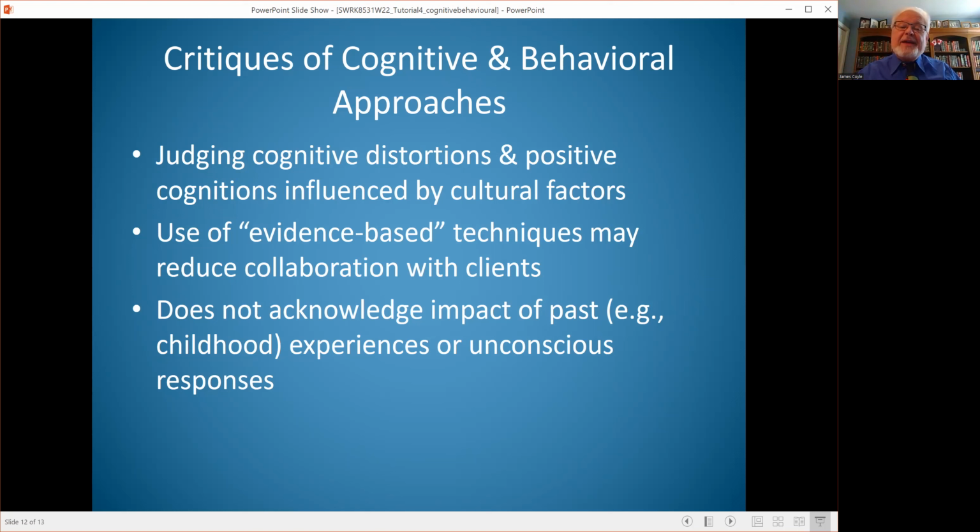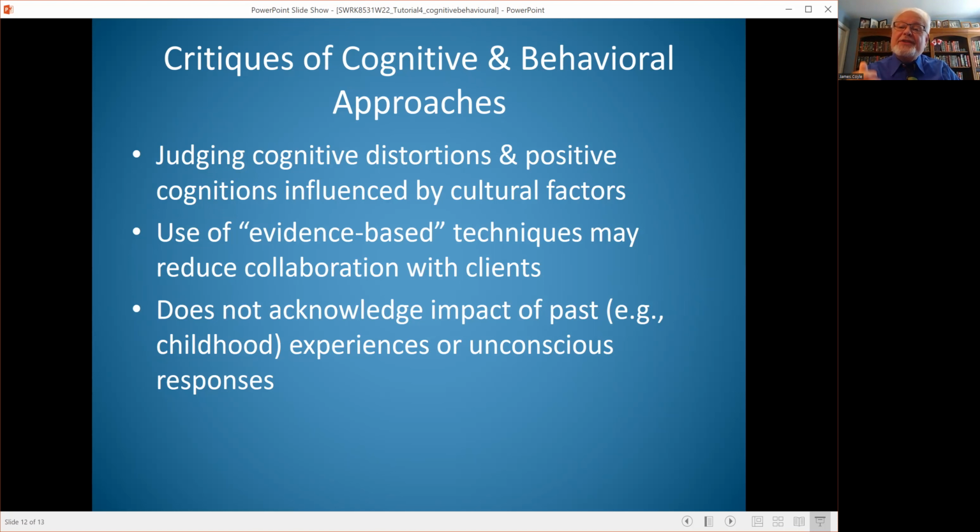When you use evidence-based techniques and you say, okay, here's what I do because this is what I learned in class and from the manuals and everything, sometimes you can focus your interventions on what you know is the right way to do it, rather than helping the client identify what's going to be most useful for them. So you have to be careful of that.